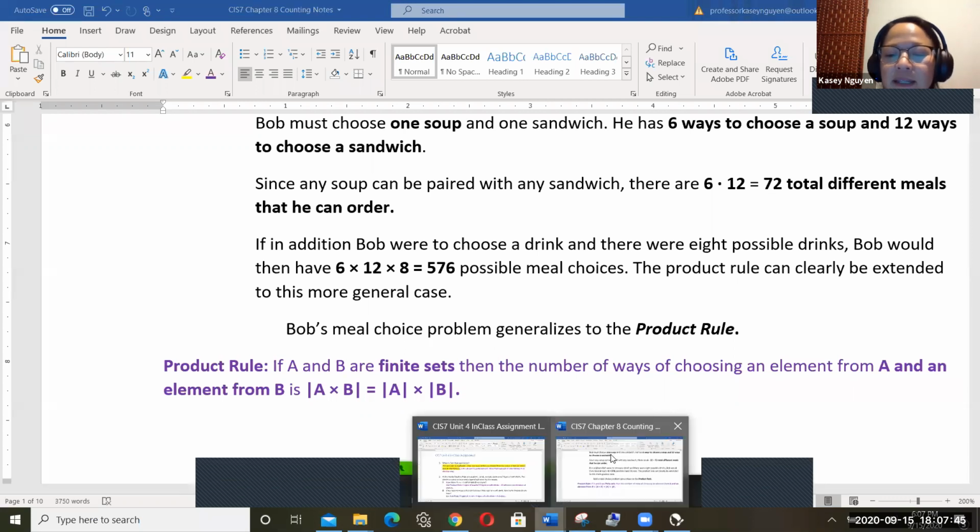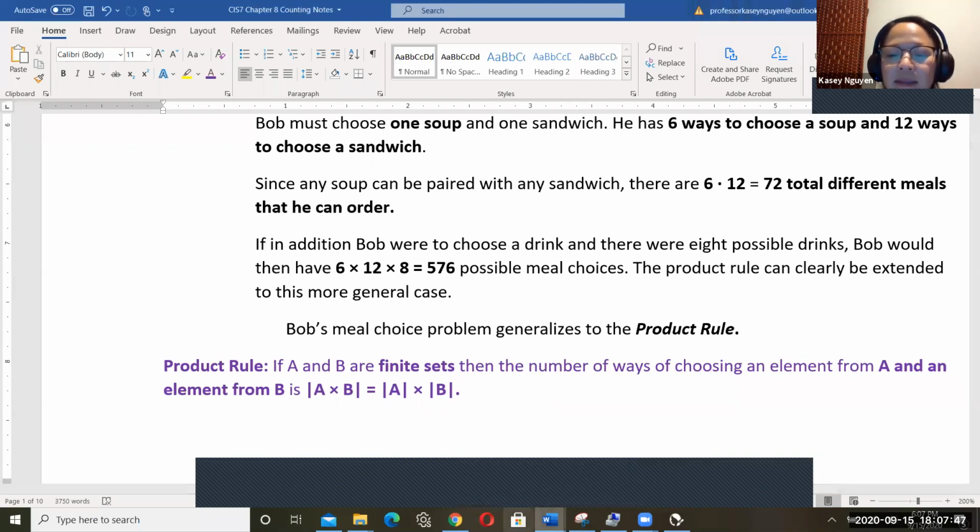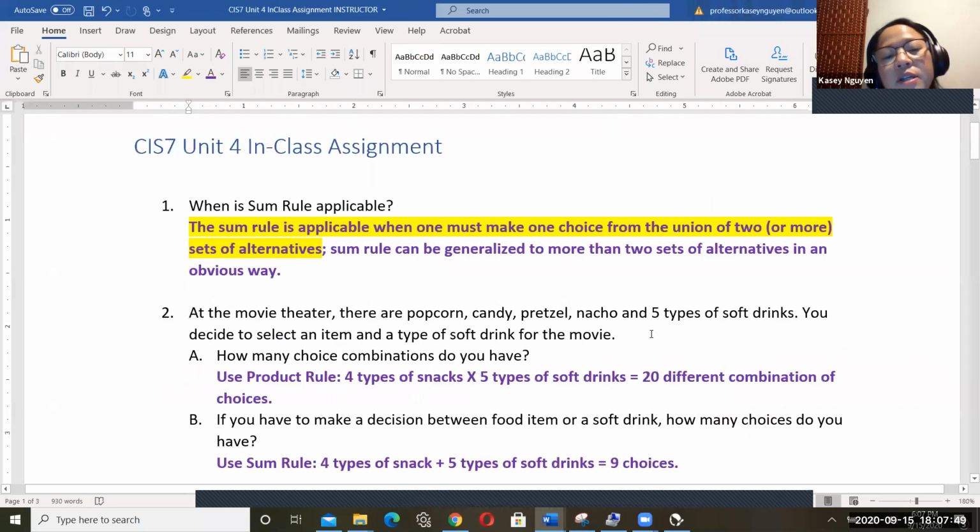Okay, so let's take a look at our assignment. Any question about sum and product rule? So for quiz and test, you need to know the difference, right? When you use sum and when you use your product rule.